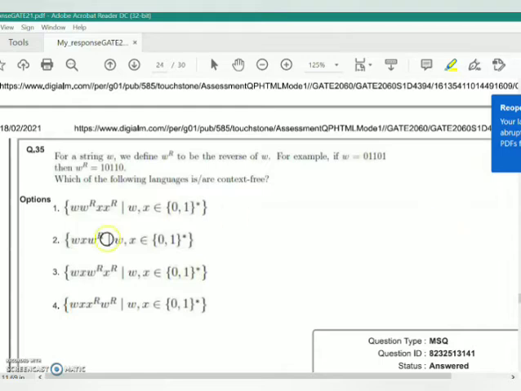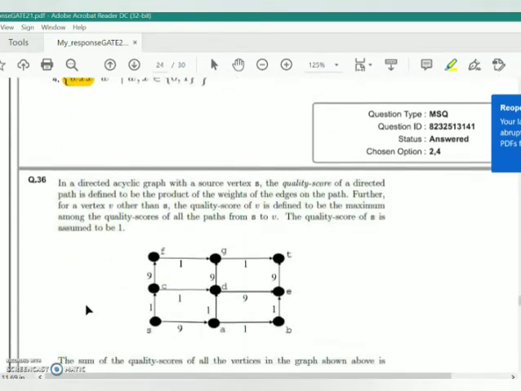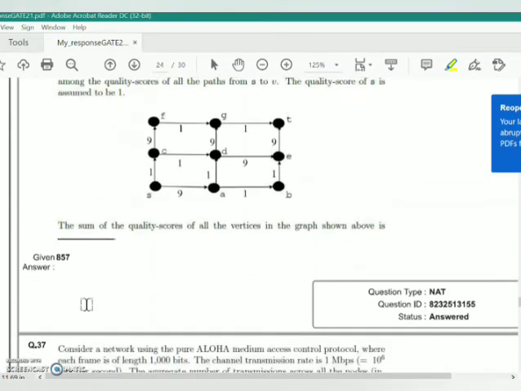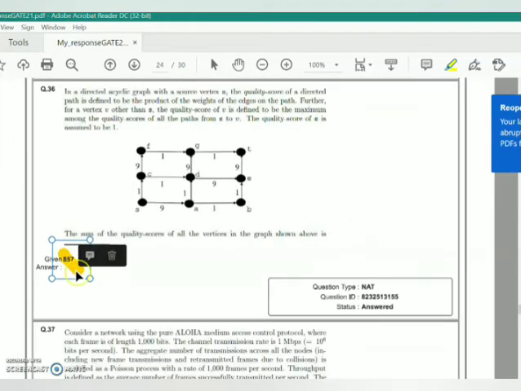Question number 35. All are context-free languages except option 3. In this case, we get 9 into 9 into 9. So 857 is the correct answer for this.